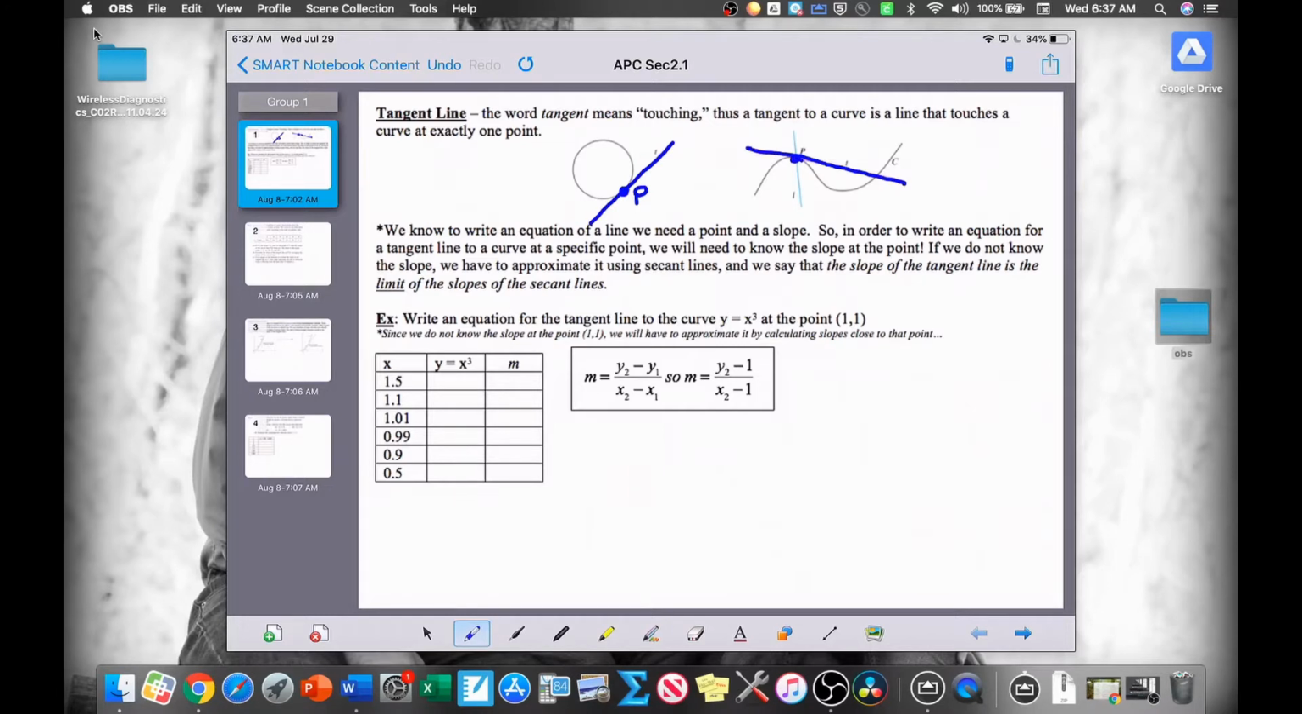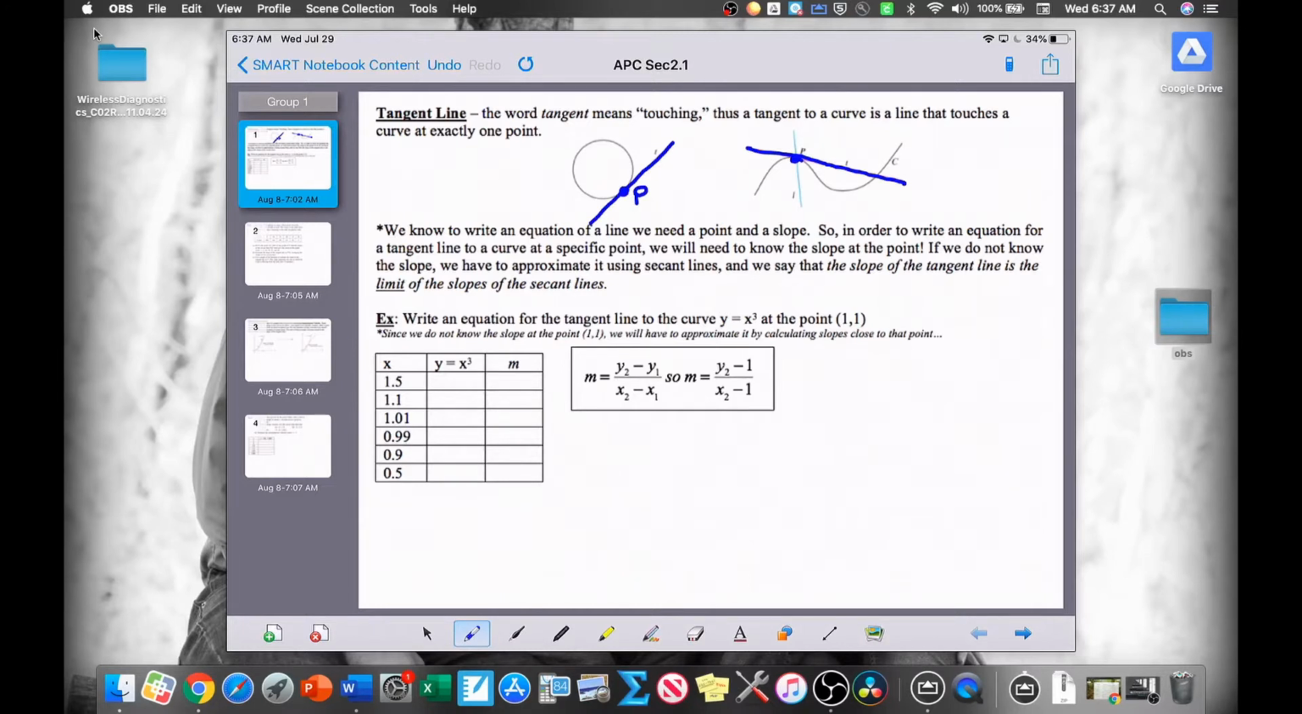So if our goal today is to write an equation of a tangent line to a curve at a specific point, then we have to think about the information that we need to write an equation of a line. We know that we require a point and a slope to do that. So in order to write an equation for a tangent line to a curve at a specific point, we need to know the slope of the line at that exact point. If we don't know the slope, we have to approximate the slope using secant lines. And we can say that the slope of the tangent line would be the limit of the slope of the secant lines.